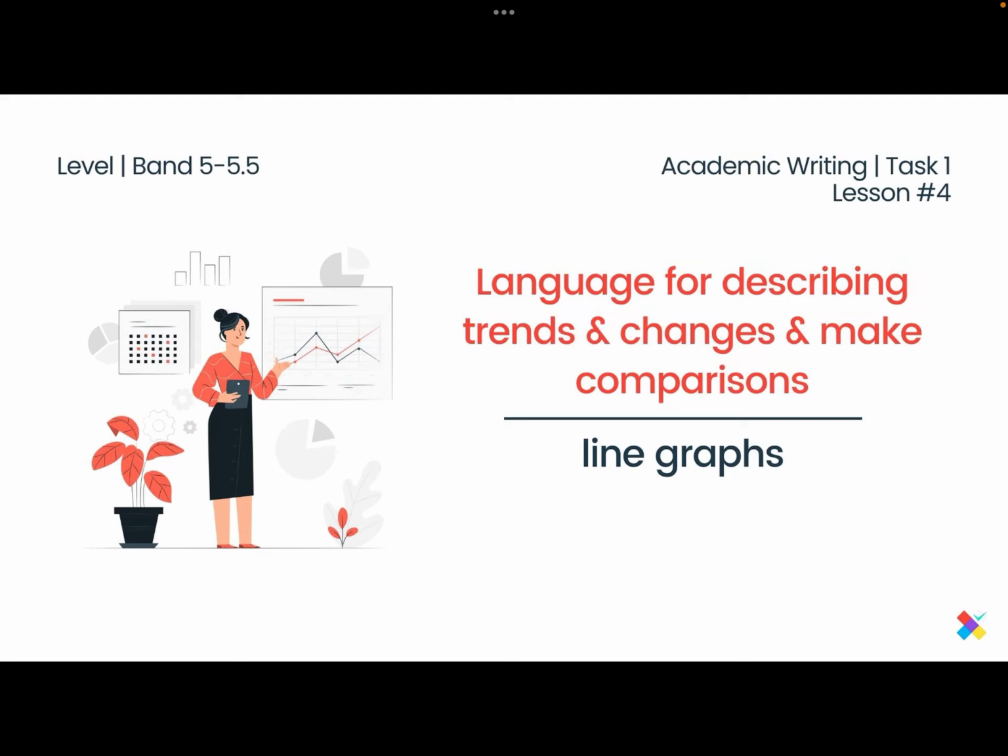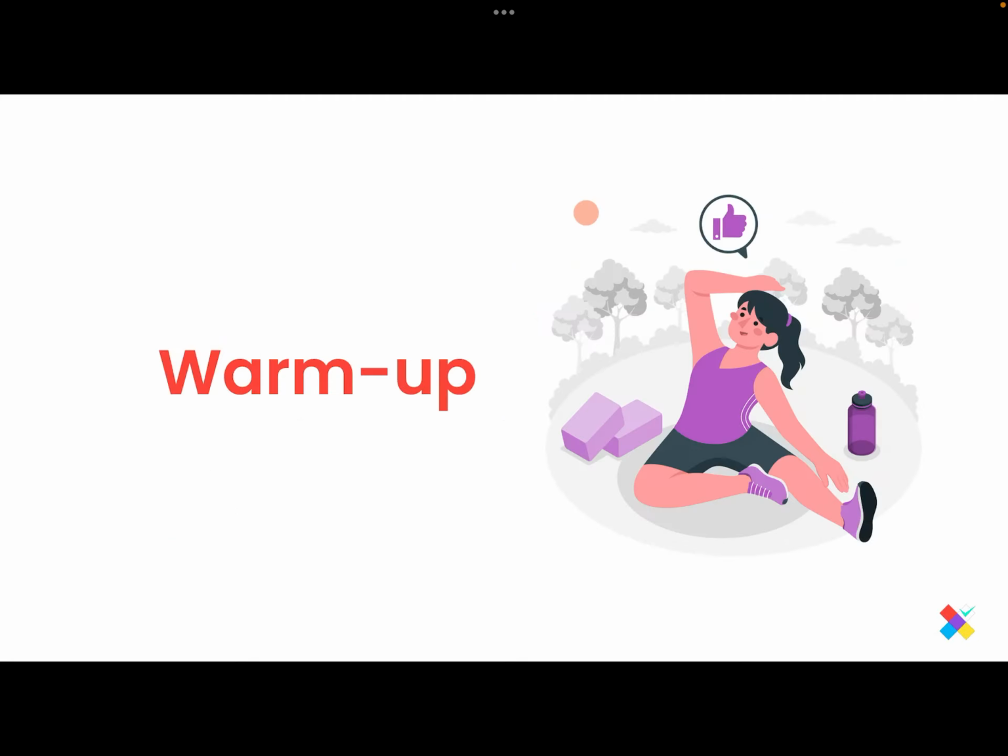Hello and welcome back to a new IELTS Express lesson on academic writing task 1. We have reached lesson number 4 and today we're going to focus on line graphs. We'll be learning language for describing trends and changes and also how to make comparisons. So if you're ready, grab your notepad, give me a thumbs up and let's get started.